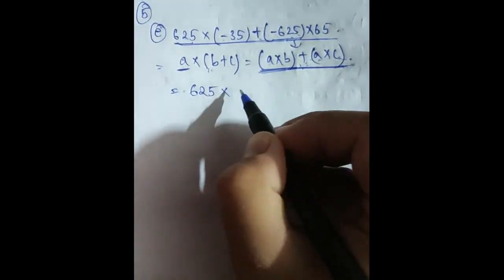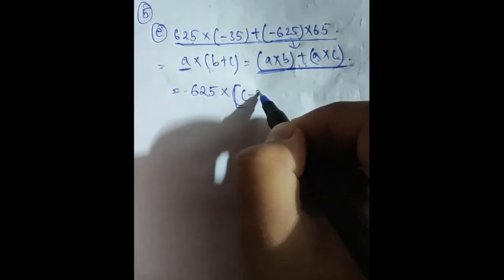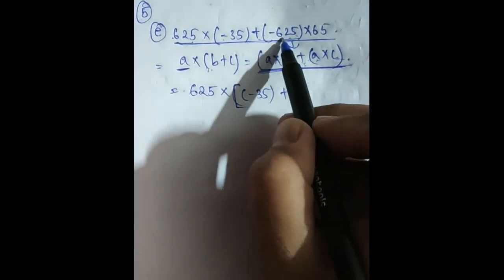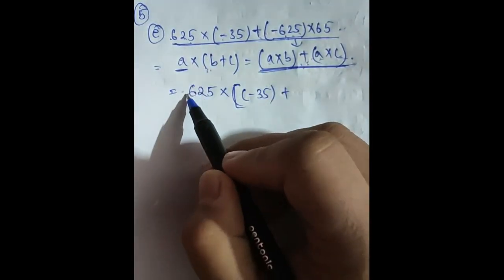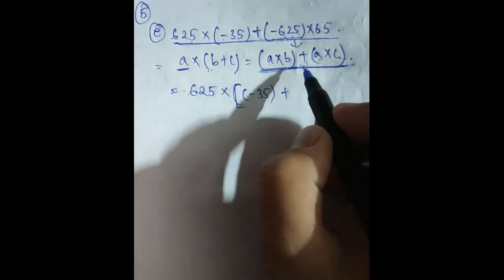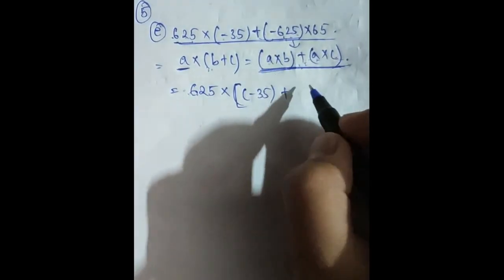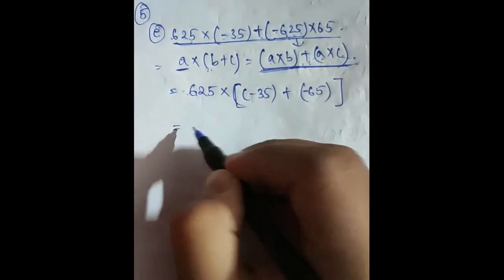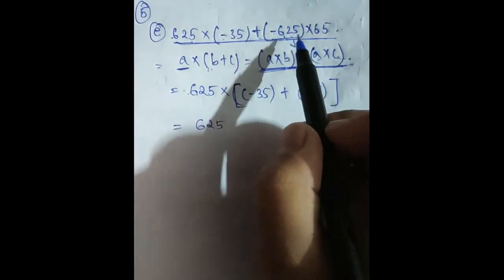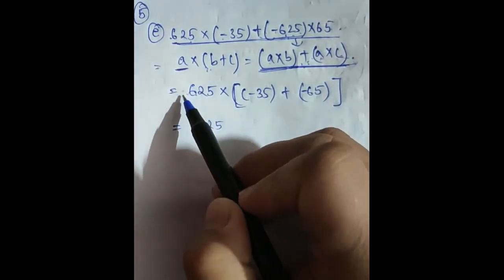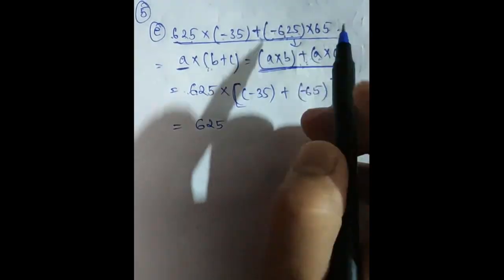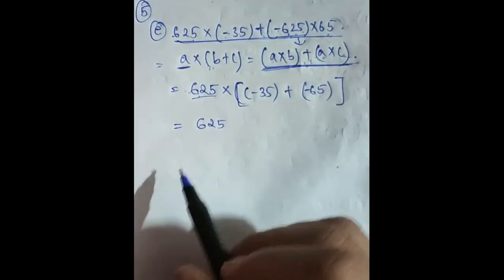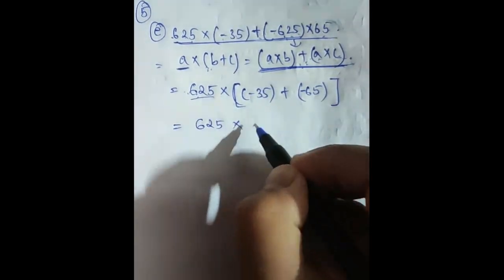625 as a common into what is your b? Minus 35 plus... remember one thing, that here it is plus 625 and here it is minus 625. So we are taking the common plus 625, not minus 625, okay? So when you are taking plus 625 common, it will leave the sign and it will become minus 65. This minus will transfer to 65, okay? Many of the students make this mistake. So we are taking plus 625 common. Here it is minus 625. So when you take plus 625 as a common, that minus will remain here and this will obtain the minus sign, okay? Now it will be easy to multiply.